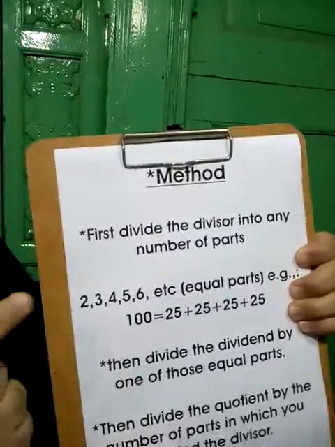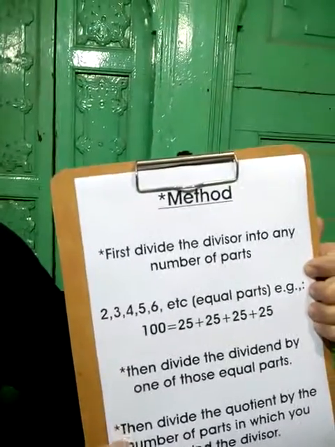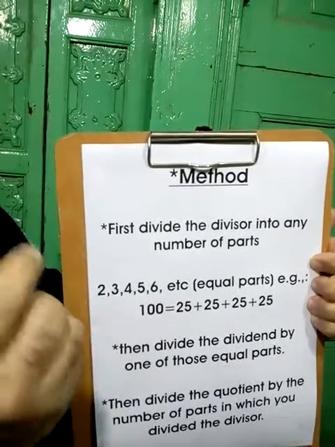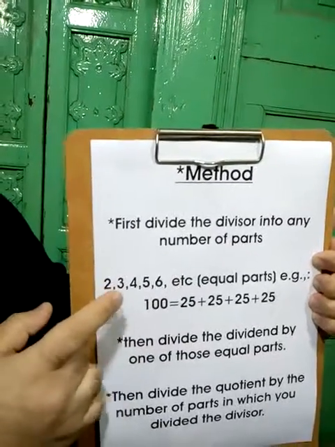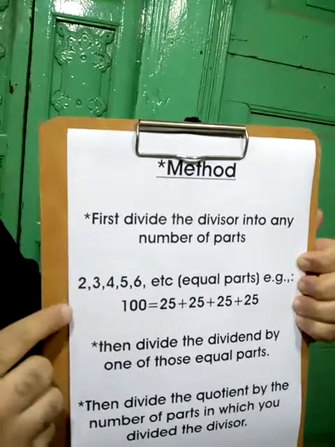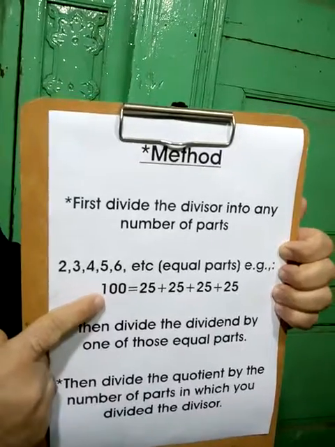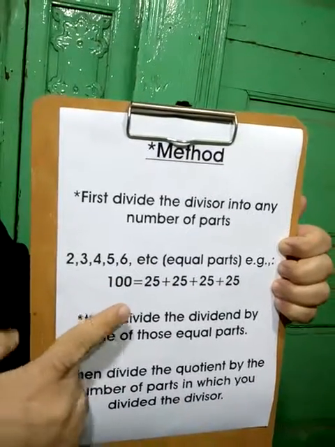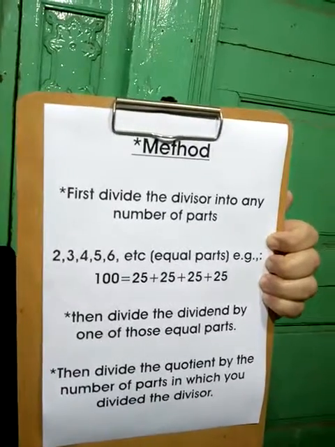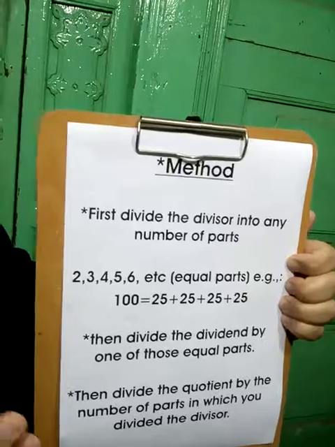According to my method of division, you have to do these things. First, divide the divisor into any number of parts, for example 2, 3, 4, 5, 6, etc. And all the parts should be equal. As you can see, if you divide 100 into 4 parts, you will get 25 plus 25 plus 25 plus 25. So you have to divide the divisor into equal parts.